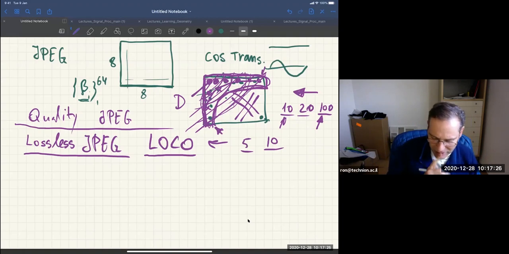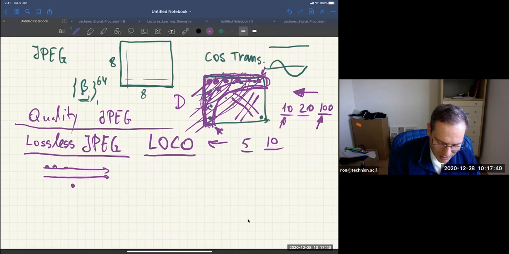How does LOCO work? Since it's not really related to our course, I will just mention it briefly. It raster scans the image, so it goes over the image from top to bottom, left to right. And when it gets to a point, it looks at the neighboring points. Okay, so it looks at this pixel, that pixel, that pixel, and I would say also this pixel. And it would try to estimate whether there is an edge going somewhere in this small patch that it looks at. Okay.